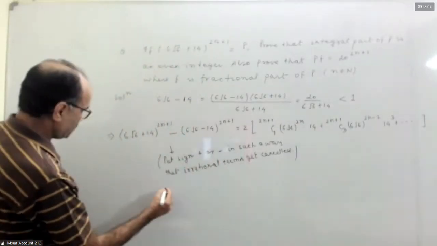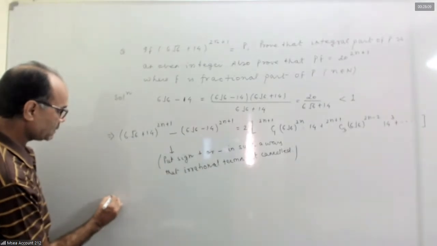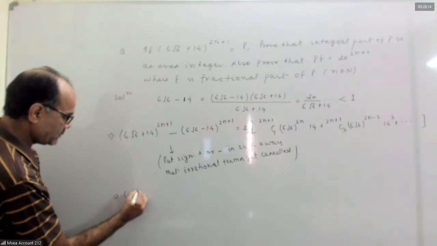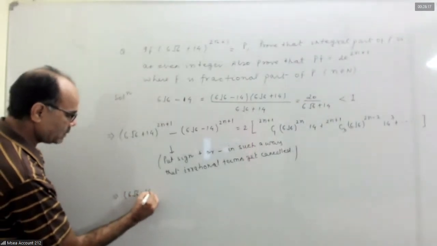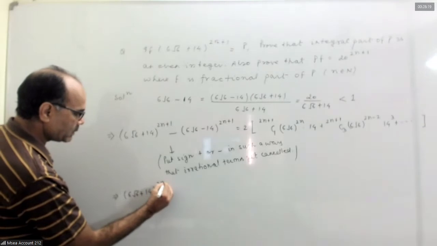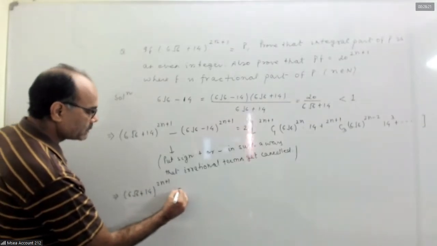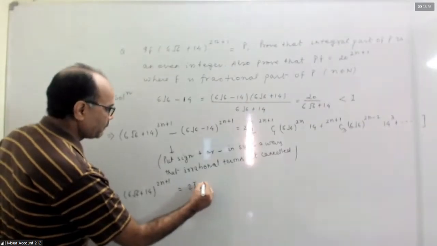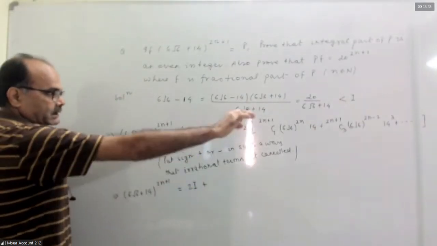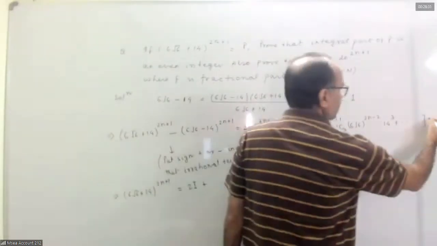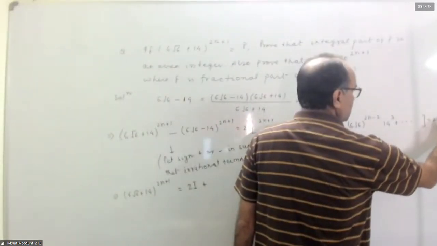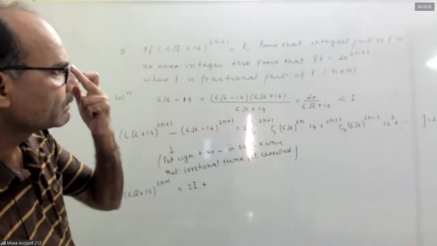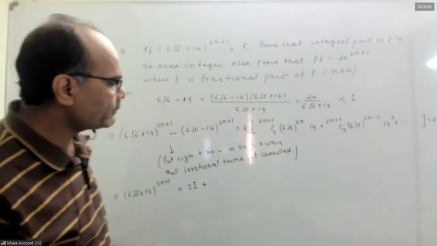Now, I'm writing everything: (6 root 6 plus 14) to the power 2n plus 1 equals some even integer plus the same thing, this term on the right side. This is some 2i. Is it visible or not? I have written 2i. Is it visible? No.